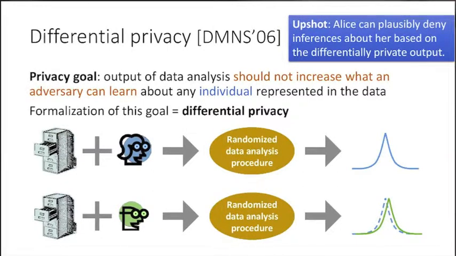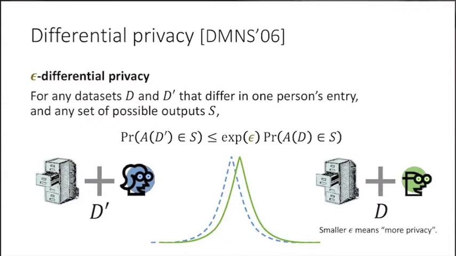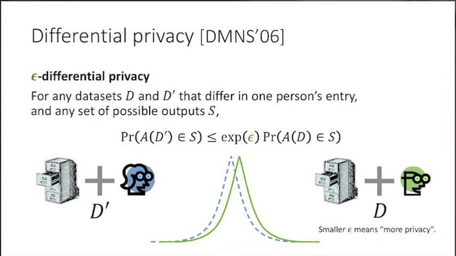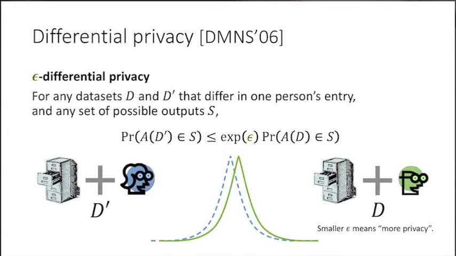Okay, but here's the formal definition. A procedure that runs on some data set is epsilon differentially private if you look at any pair of data sets D and D prime that differ in just one person's entry, then these procedures have to be randomized. That's the first thing. But the distribution that this procedure assigns to any set of outcomes when you have the data set D prime should be the same, up to a small multiplicative factor, as what the distribution would have been when you had the original data set D.